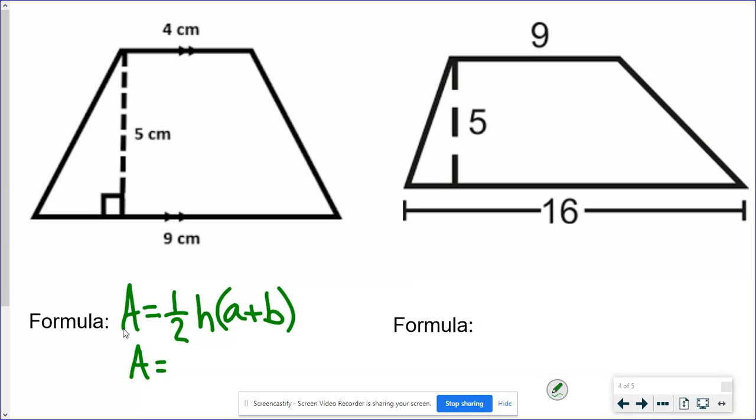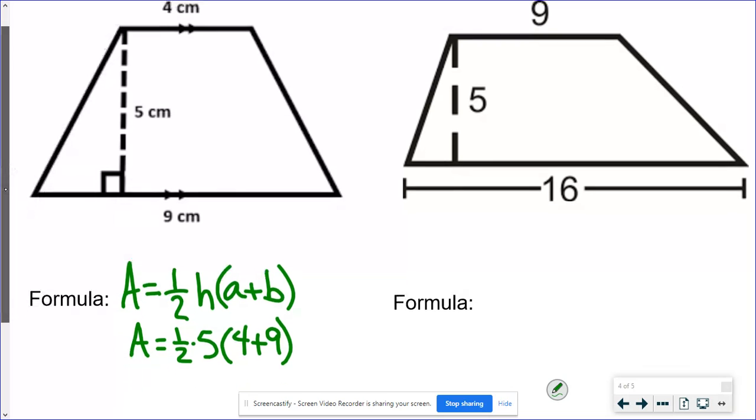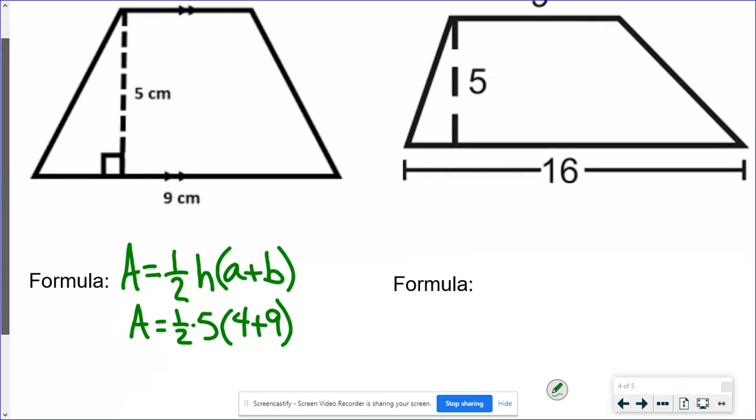So I'm going to have 1/2 times 5, and then in parentheses, I would have the 4 and the 9, or the 9 and the 4. I don't care which one's the A and which one's the B. Now, you do have to be careful with order of operations here. And again, some calculators are great with this and others are not. So you have to be really careful. I would just suggest that you just use your own brain and do your own order of operations.